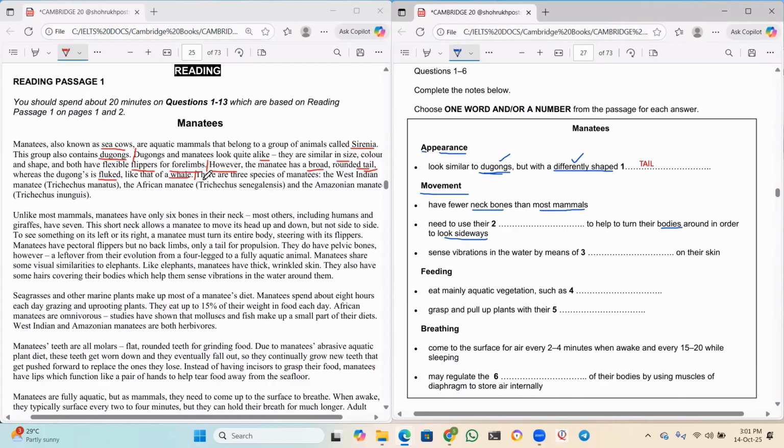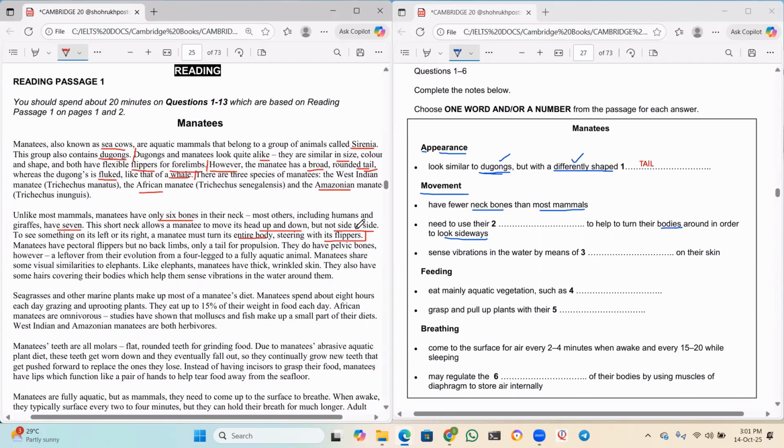Till here we have read. There are three species of manatees: the West Indian, African, and Amazonian. Now let us move to the next. Unlike most mammals, manatees have only six bones in their neck. Most others, including humans and giraffes, have seven. This short neck allows a manatee to move its head up and down, but not side to side. To see something on its left or right, a manatee must turn its entire body, steering with its flippers.